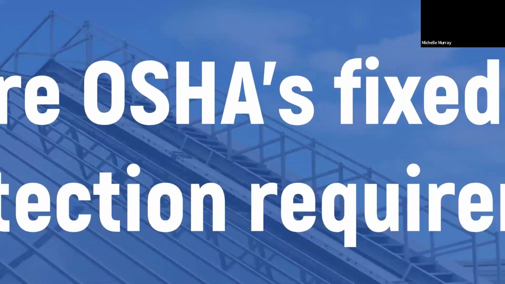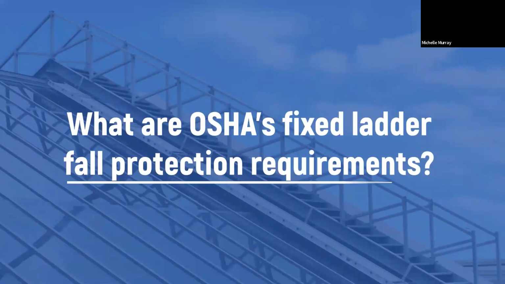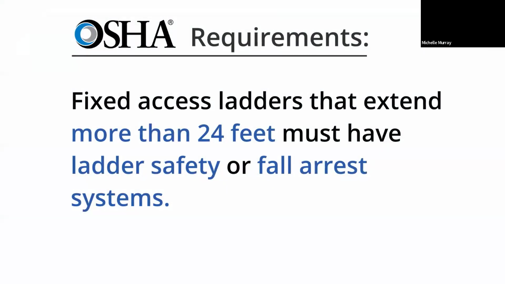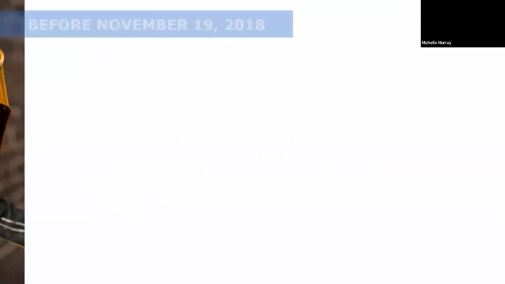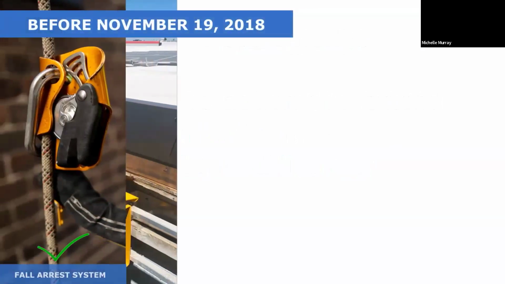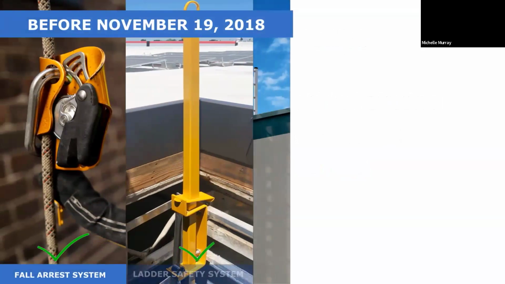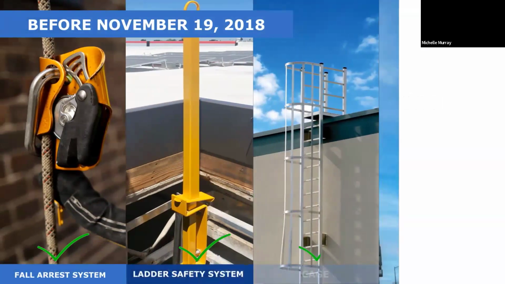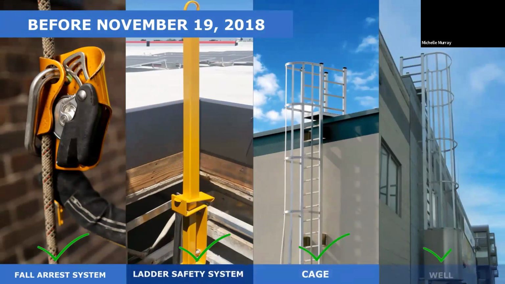What are OSHA's fixed ladder fall protection requirements? According to OSHA, fixed access ladders that extend more than 24 feet must have ladder safety or fall arrest systems. Previously, OSHA required cages for fixed ladders taller than 20 feet. Fixed ladders installed before November 19, 2018 must be equipped with a personal fall arrest system, a ladder safety system, cage, or well.